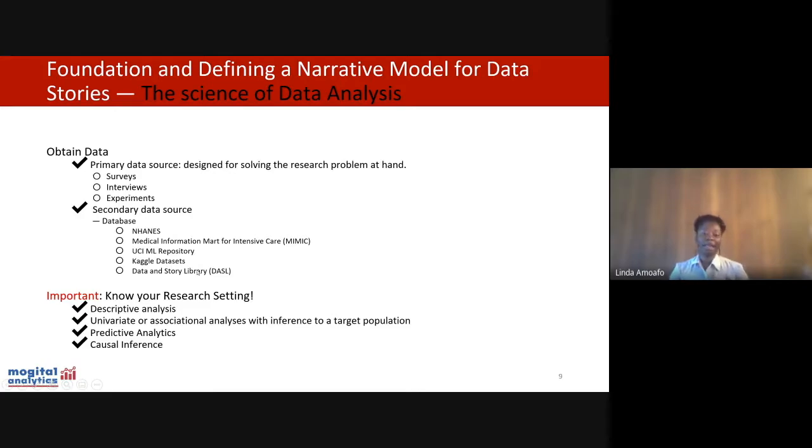All these data, like I said, are free. You need not pay to get them. One thing I should mention about a secondary data source is that, unlike the primary data source, which is designed for solving the research problem at hand and where you're able to get all your variables, in a secondary data source you might not be able to get your variables. This problem happens when, say, you want to do a causal inference.